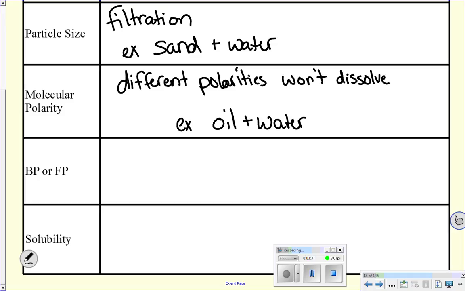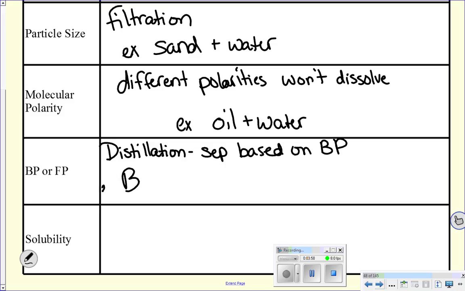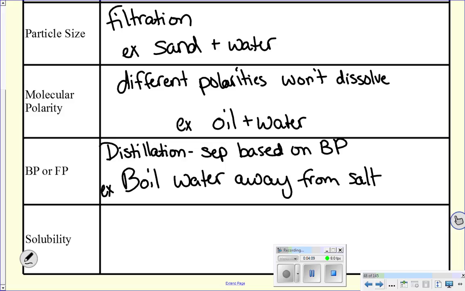Boiling point or freezing point, and this includes distillation, which is a separation based on boiling point. If you have two things mixed together and you can boil one of them away or freeze one of them out, the other substance will still remain because it keeps its original properties since we're talking about a mixture. So this is the example where you can boil water away from the salt and salt water mixture.